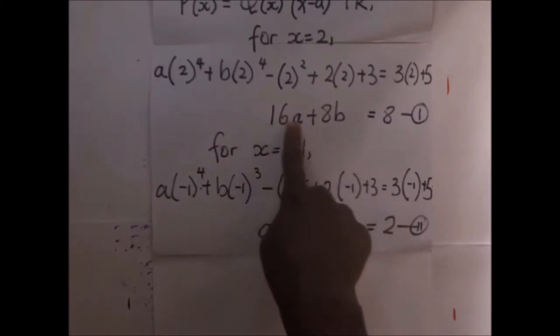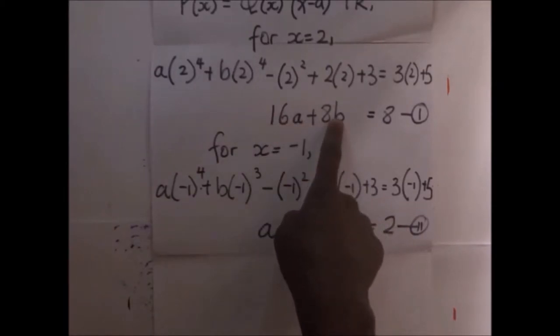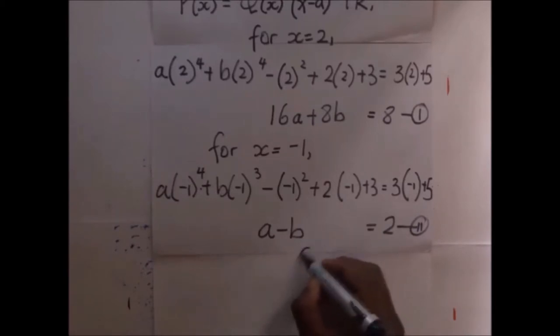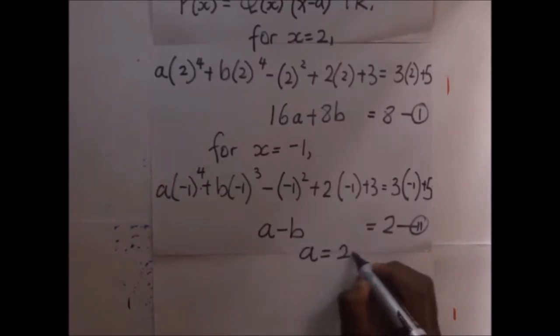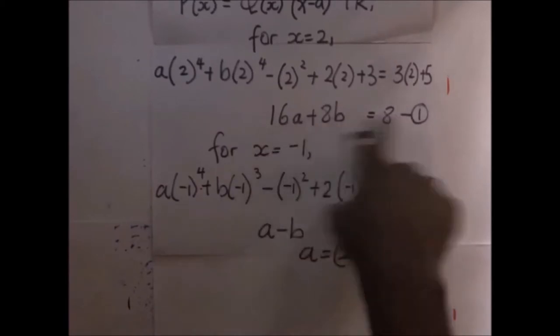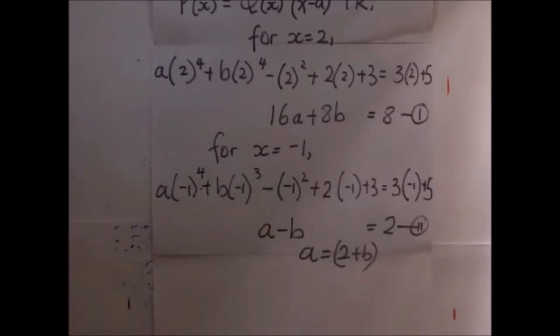Our second equation is 16a plus 8b is equal to 8. So we shall solve those two equations simultaneously, most easily by substitution. So we shall substitute the value of a here. If we make a the subject of the formula here, a will be equal to 2 plus b. So we substitute for the value of a in this expression and we get our values, our answer.